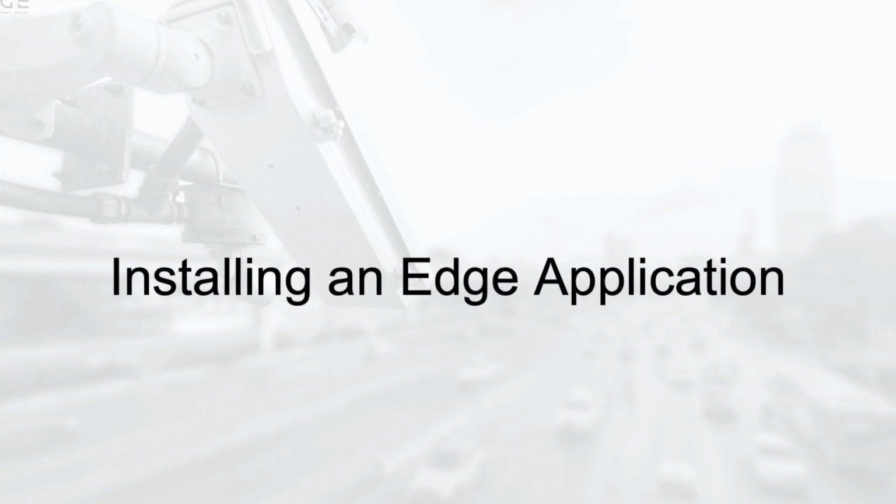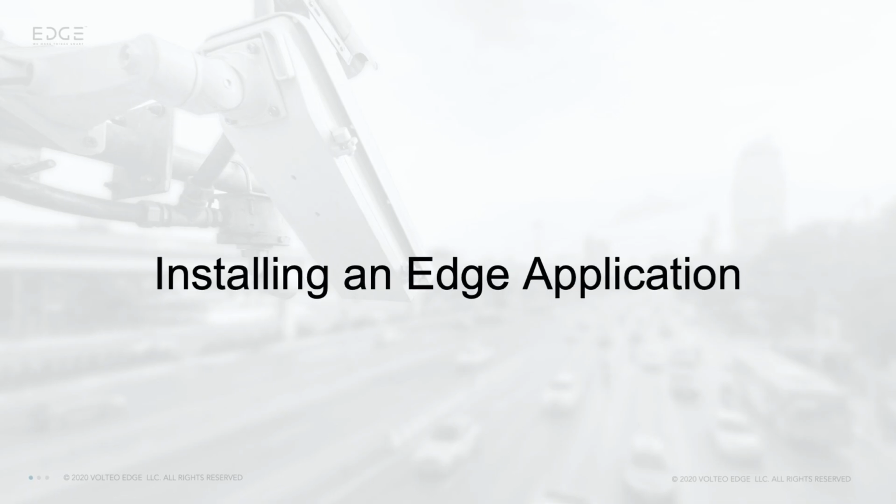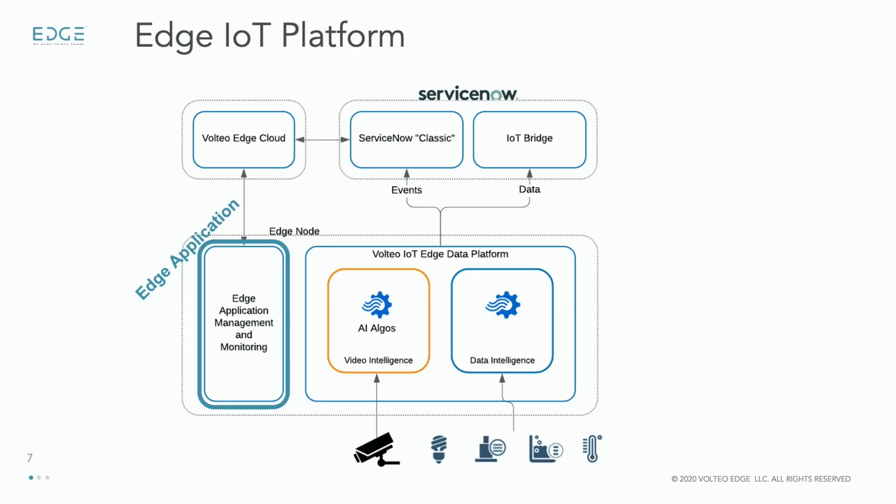All right, we're going to do a quick walkthrough of installing an Edge application. So just to be clear of where we are and what we're going to be looking at, the assumption is that your Edge node has already been onboarded and securely called home and registered itself in our platform in ServiceNow. And so now we're going to start deploying applications.